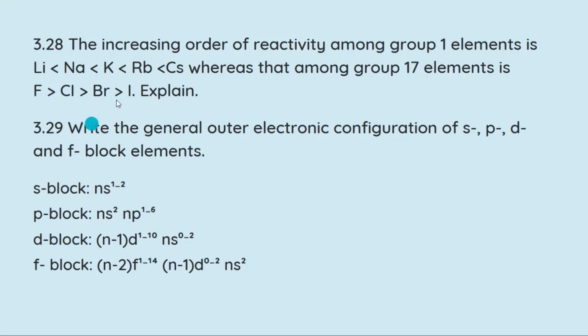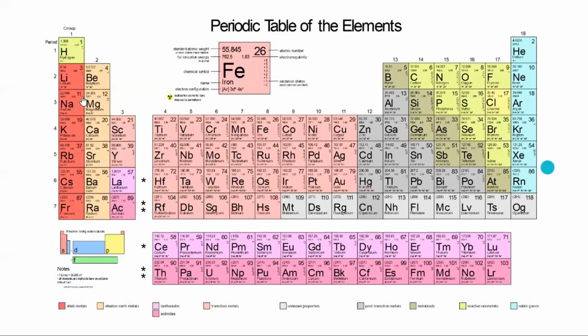Question 28. The increasing order of reactivity among group 1 elements is lithium, sodium, potassium, rubidium, and cesium. Whereas that among group 17 is fluorine, chlorine, bromine, iodine. Explain. Now, basically, for lithium, sodium, potassium, as we go down the group, the reactivity seems to be increasing. Whereas over here, in the case of fluorine, chlorine, bromine, and iodine, the reactivity seems to be decreasing.